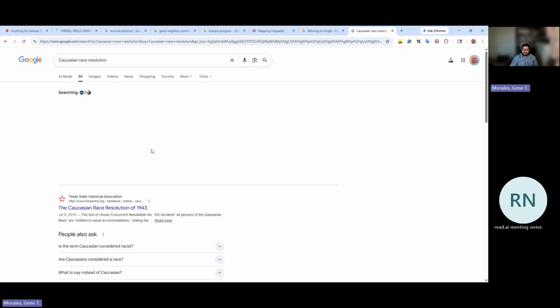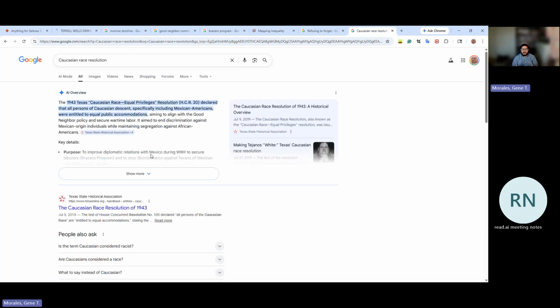The Caucasian Race Resolution, and it's an actual resolution instilled by a Texas governor. What it says basically is that it declared that all persons of Caucasian descent, specifically including Mexican Americans, were entitled to equal public accommodations, aimed at aligning with the Good Neighbor policy. It's such a random piece of Texas law, so unique for this time period, that we just have to dissect this, especially when we're looking at the Terrells, because Mexican American civil rights activists are literally right there in the forefront.